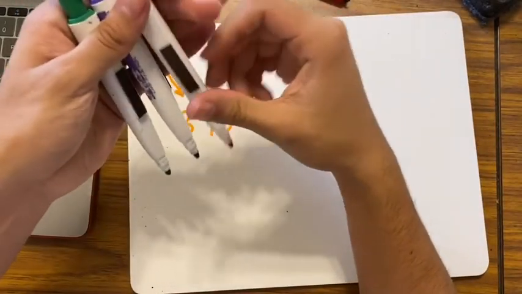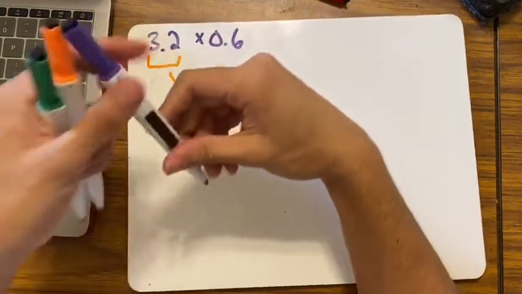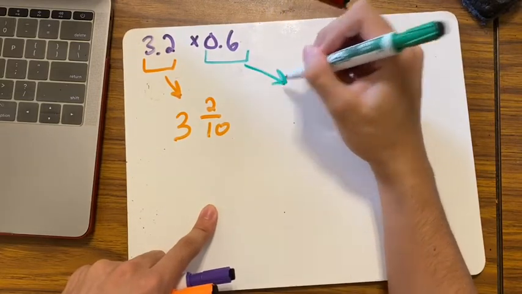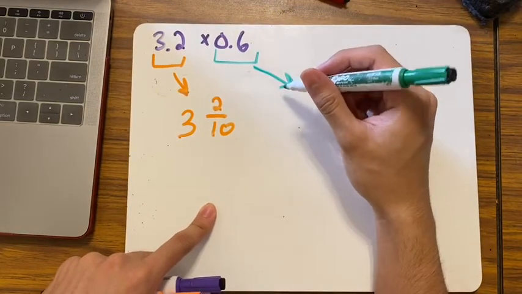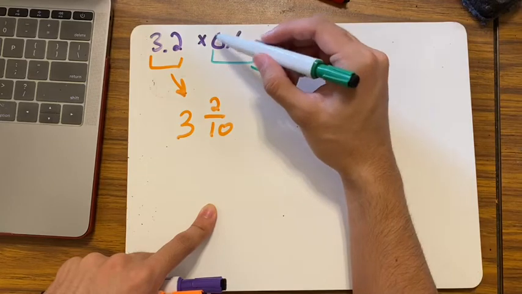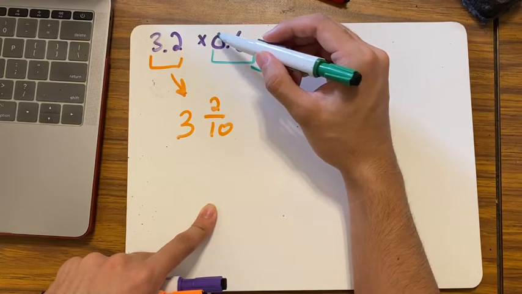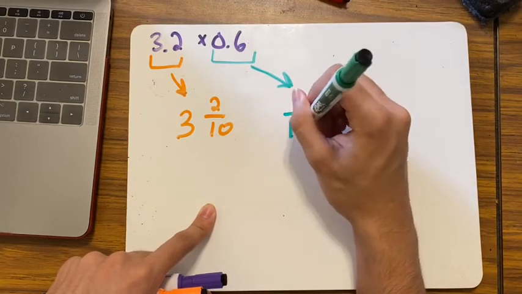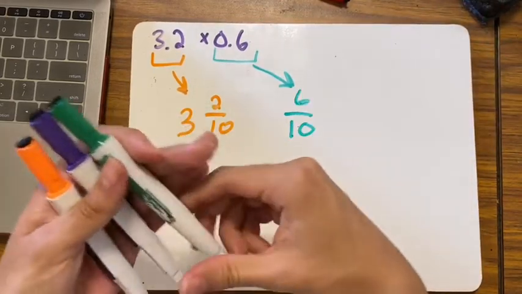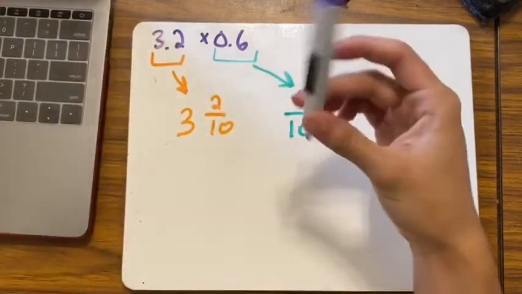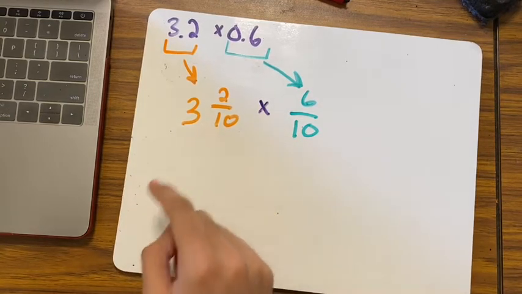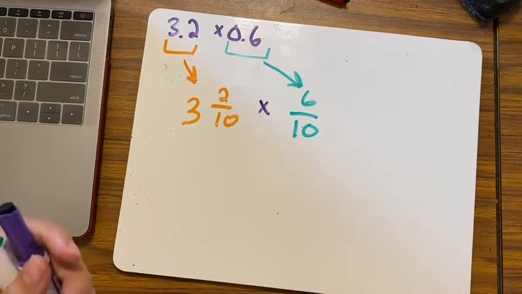But now let's do the same for this guy. .6, I have no whole number, I have nothing, and then I have a 6 in the 10th place, so I have 6 tenths, right? And I am multiplying those two numbers. But remember what I told you about multiplying mixed numbers? Let's switch this mixed number into an improper fraction, okay?